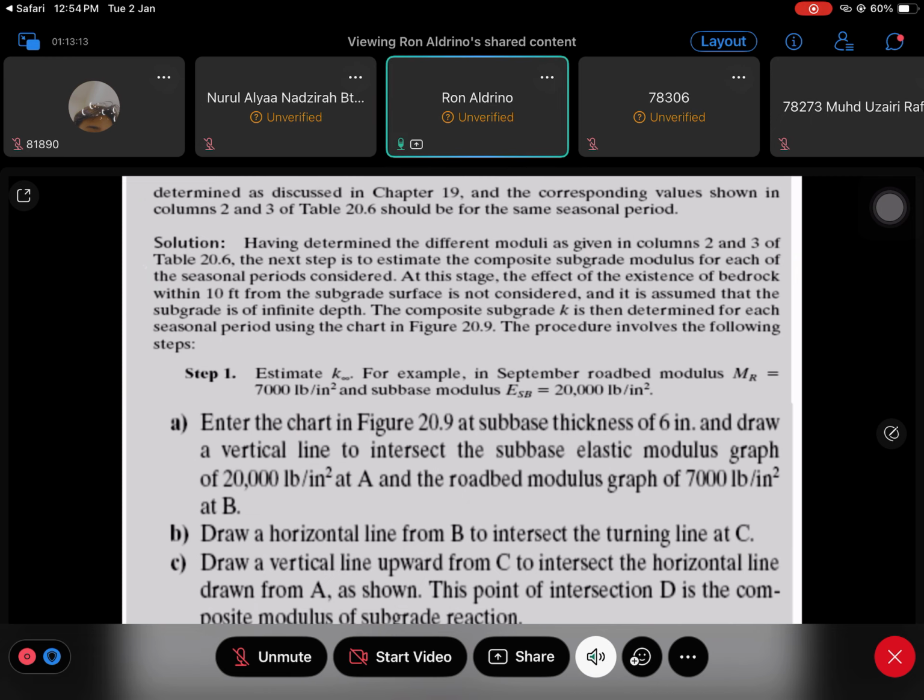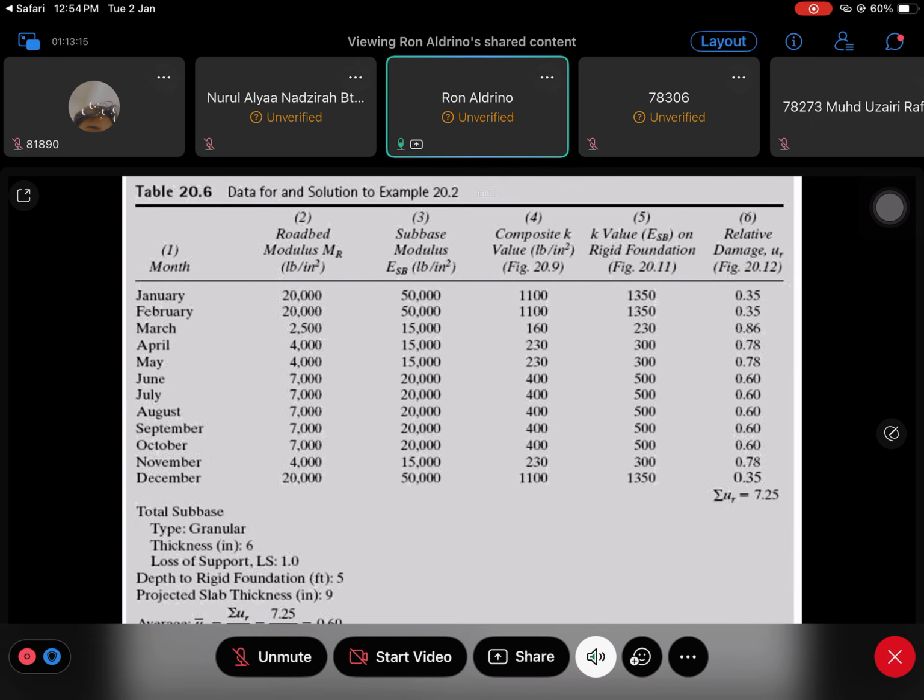Okay, so this is the data and the solution for this. First of all, before we use the chart, we need to have this data. Okay, what are the data?